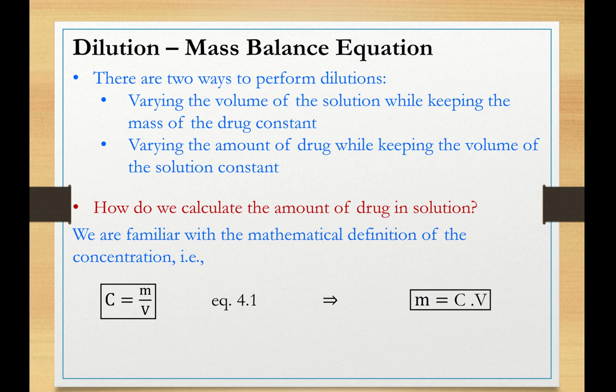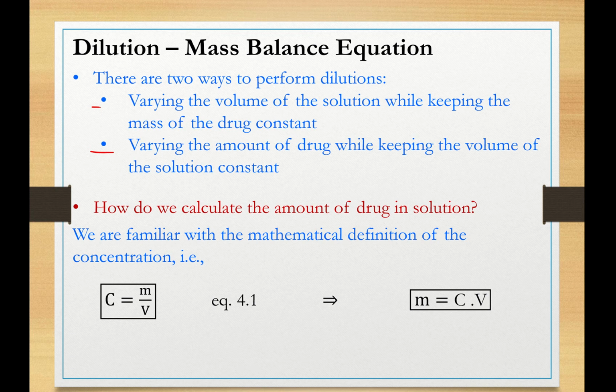Now there are 2 ways to perform dilutions. The first one is by varying the volume of the solution while keeping the mass of the drug constant, and this is the common method used in compounding preparations. And the second one is by varying the amount of drug while keeping the volume of the solution constant. This second method of diluting a mixture is used commonly in quantitative drug analysis and in research.